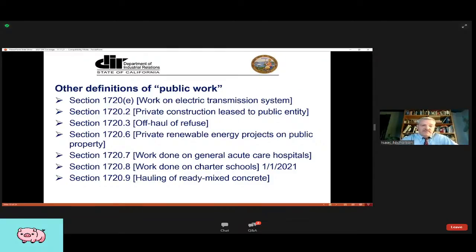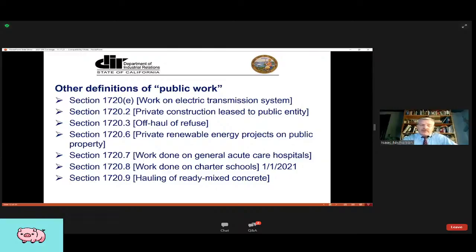Other definitions of public work. 1720E, work on electric transmission systems. 1720.2, private construction leased to a public entity, and I'll cover this a little more. 1720.3 specifically covers the off-hauling of refuse. That section is very specific, and if you're involved in off-hauling of refuse from a public works project, you should be aware of it.